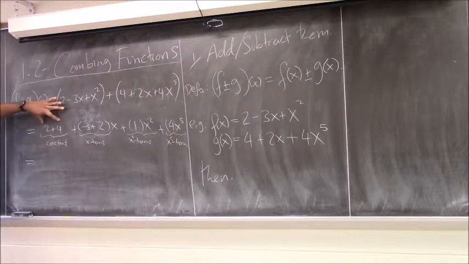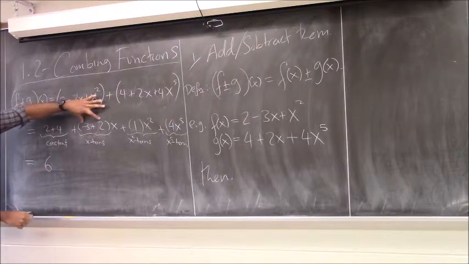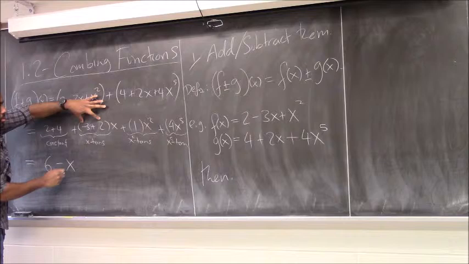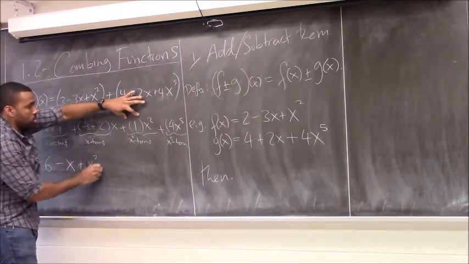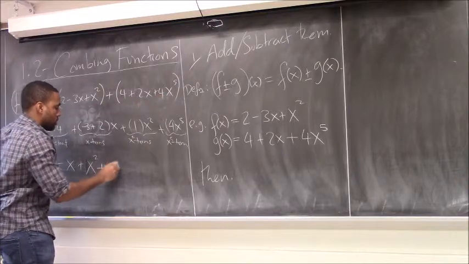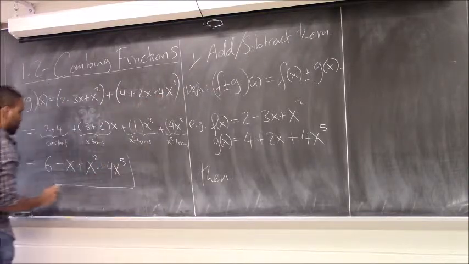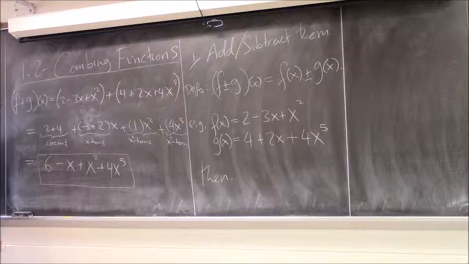And so you can simplify: 2 plus 4 is 6. Minus 3 plus 2 is minus 1. That's just 1, which you can write as x squared. And that's just 4x to the 5th. And that is the function f plus g.